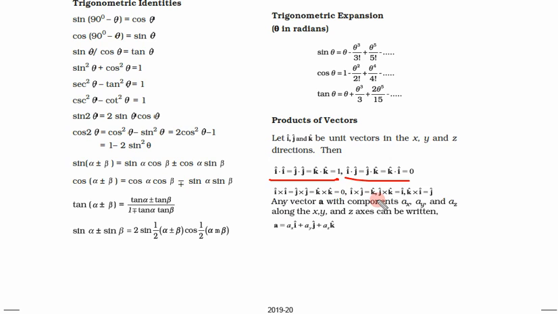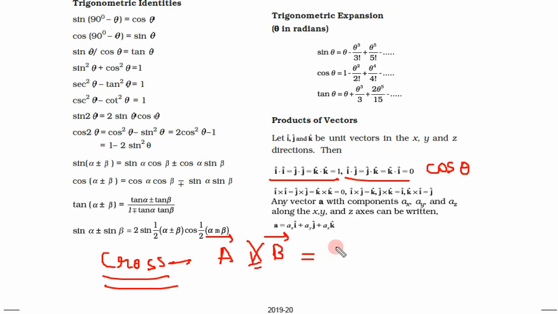Now cross product. So what is the meaning of cross product? Dot product has cos theta with it. Now cross product, A cross B, uses a cross symbol, that's why it is called cross product. So what is associated with this? AB sin theta. Previously we had cos theta, now we have sin theta.